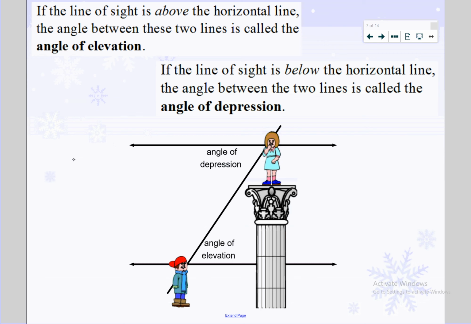So an angle of elevation is between a line of sight looking out horizontal and a line of sight looking up at something. So let's call these guys Jack and Jill. Jack is looking up at Jill with an angle of elevation right there. So there's this horizontal and there's this line of sight. Jill at the top is looking down at him with an angle of depression.